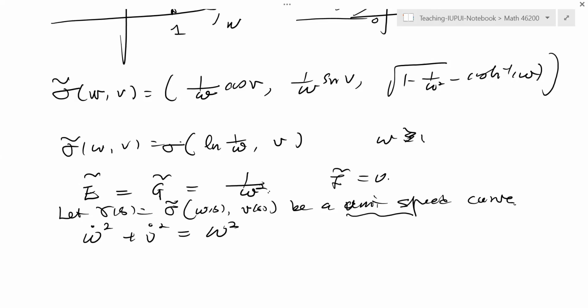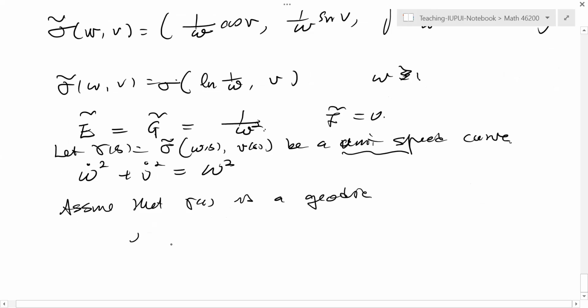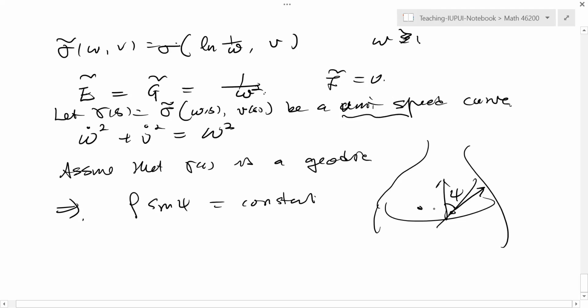Now, assuming gamma of s is a geodesic, we know that rho sine phi is constant, and it doesn't matter which coordinate you choose. We proved this for a curve: here's a tangent vector, this is a meridian, tangent to the meridian. That's phi, and this is rho. So rho times sine phi is going to be constant along the geodesic.